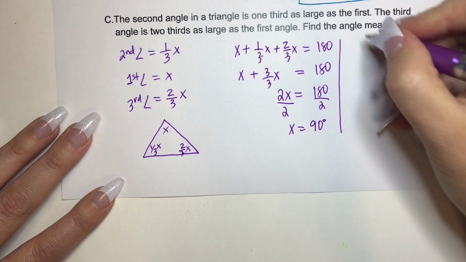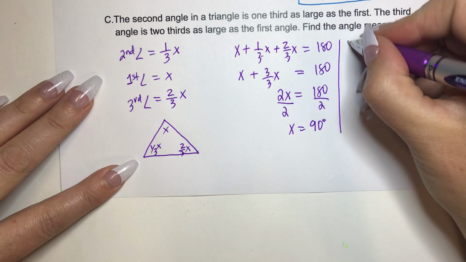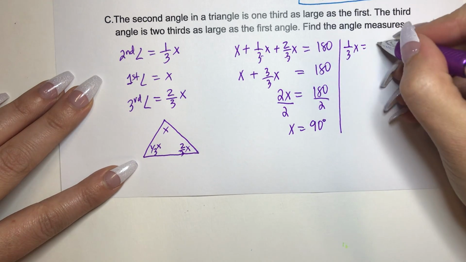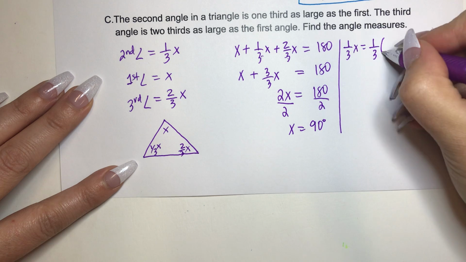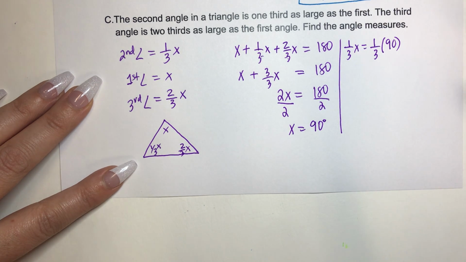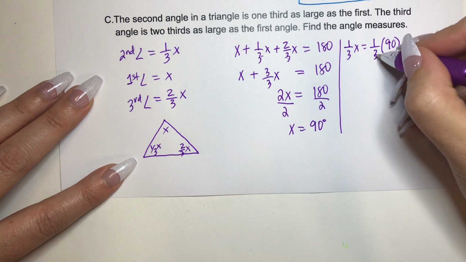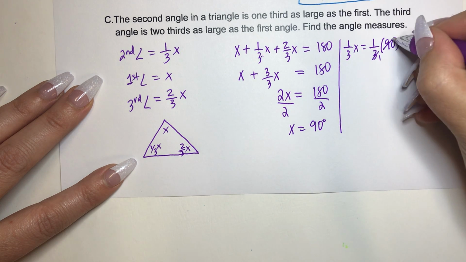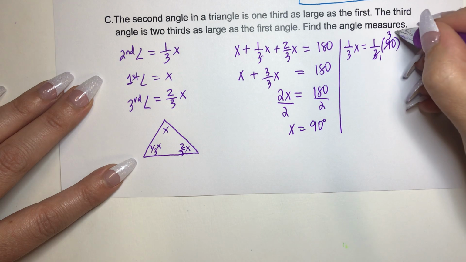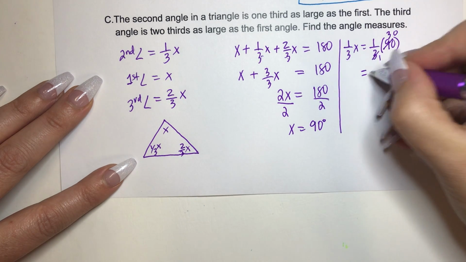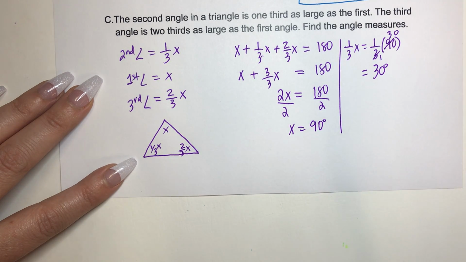Perfect, perfect. Now we just need to figure out what 1/3 x is. So 1/3 of 90. I'm going to say that 3 goes into 9, 3 goes into 3 one time, 3 goes into 9 3 times, and then that 0. So it's 30. So 30 degrees.